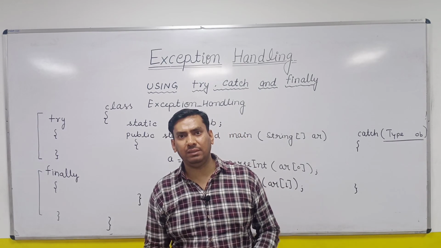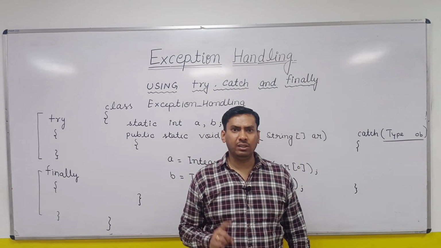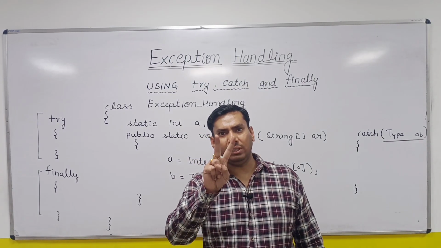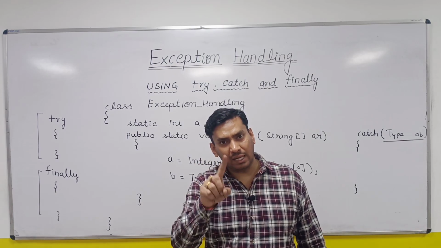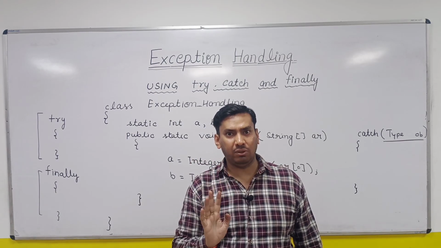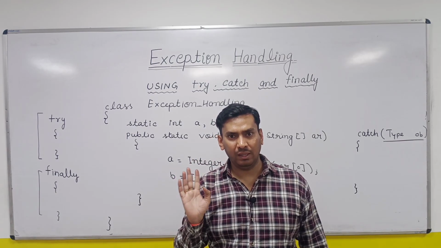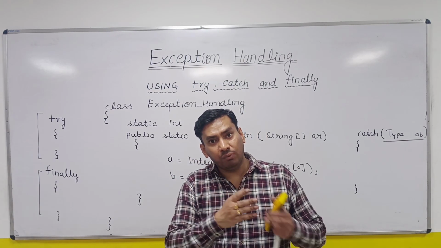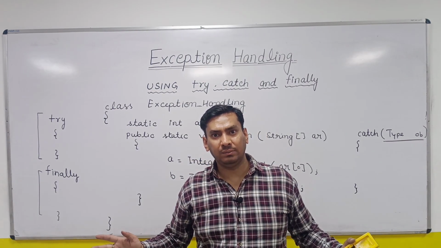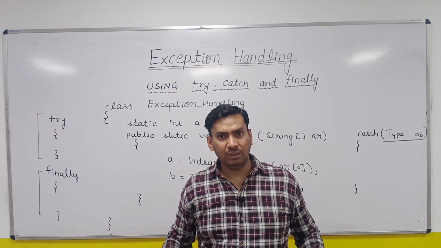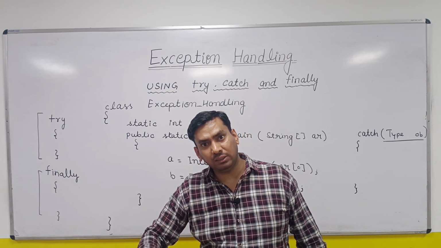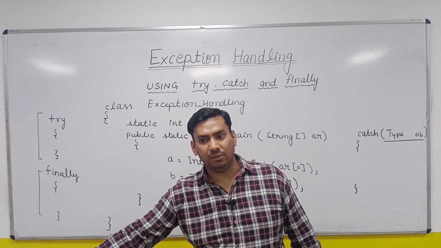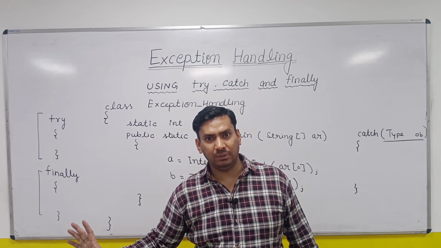It means, what are the different possible combinations? You can have a try block with one catch block. That is possible. You can have a try block with one finally block. That is also allowed. You can have a try block with multiple catch blocks. That is also possible. You can have a try block with multiple catch blocks followed by a finally block. This is also possible, right?